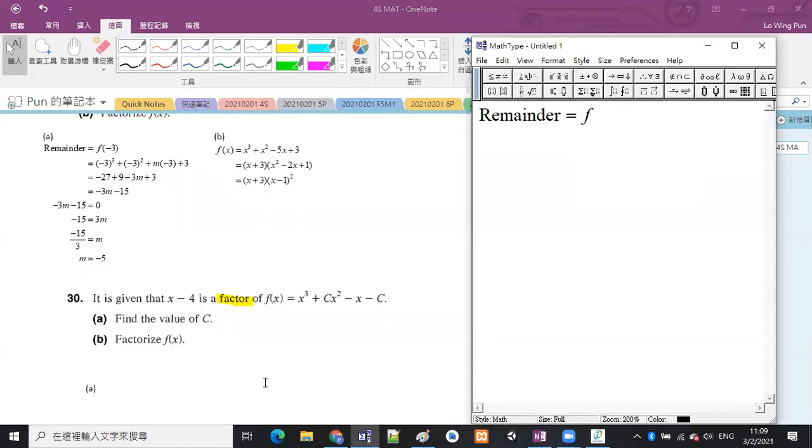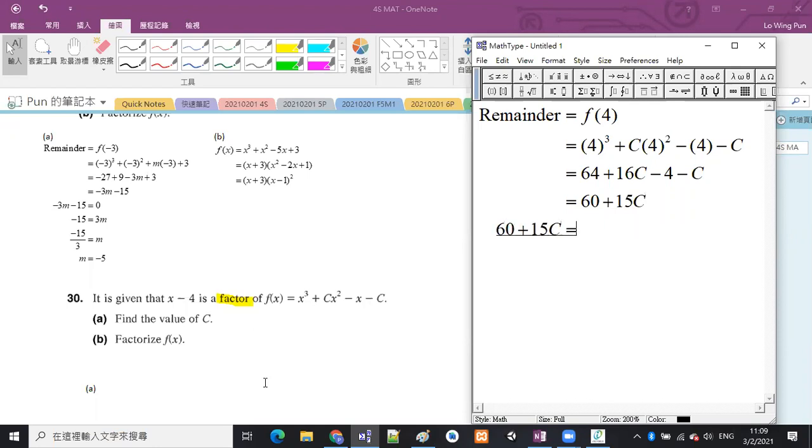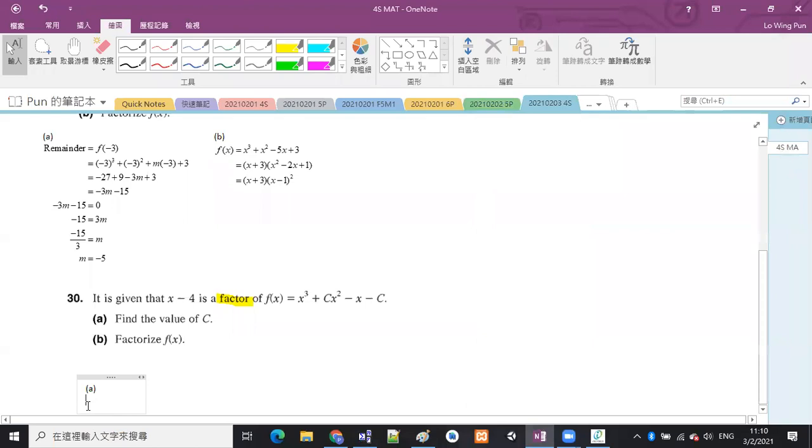is calculated by f(4). But f(4) is calculated by 4 cubed plus c times 4 squared minus 4 minus c. Okay, so that should be 64 plus 16c minus 4 minus c. So that should be 60 plus 15c. Okay, so this is my remainder. But the question tells us that x minus 4 is a factor of f(x), which means that my remainder should be equal to 0. Okay, so 15c is equal to negative 60, so c is negative 4. That is the answer of part A.